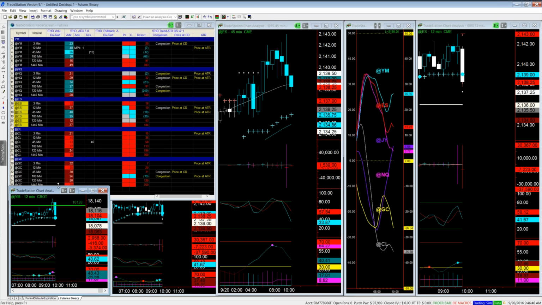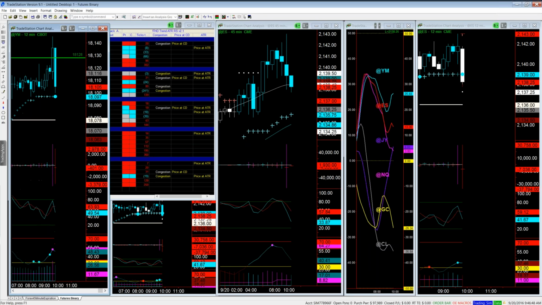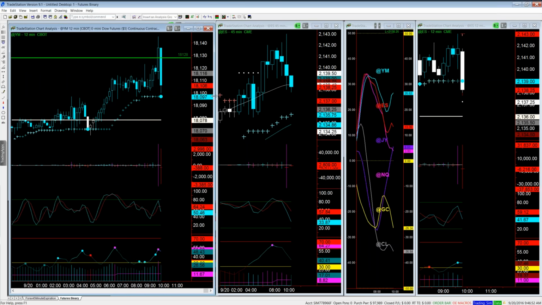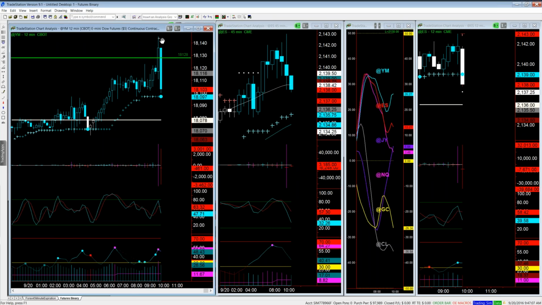Here's an example on the Dow. We paid, I remember it was $33, okay? We went out to 18,128. Now, I know that made over 100% on that, okay? So in other words, we were risking 33 and we made over 33 on that. So could you do it? Yes, you can. But you have to be quick.